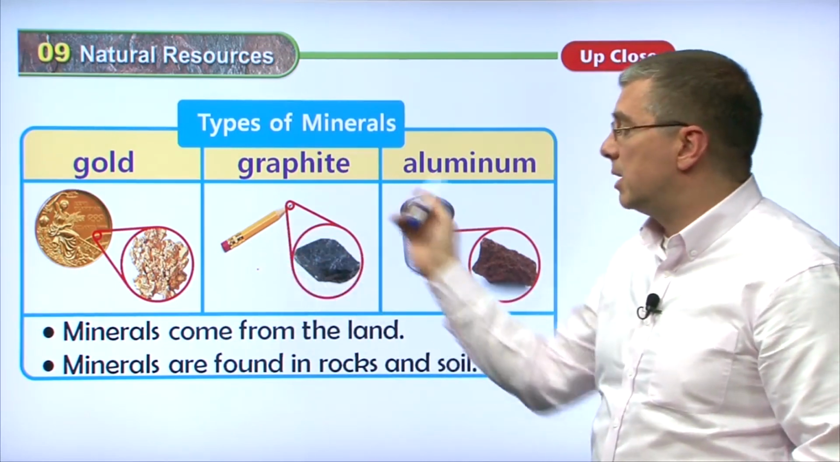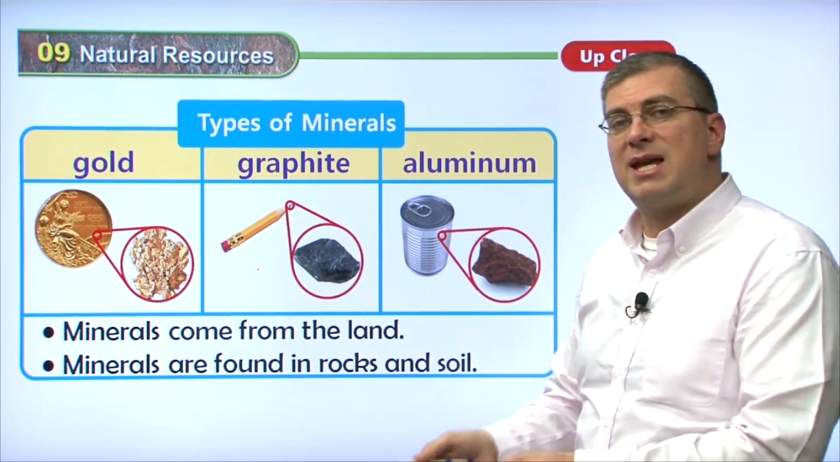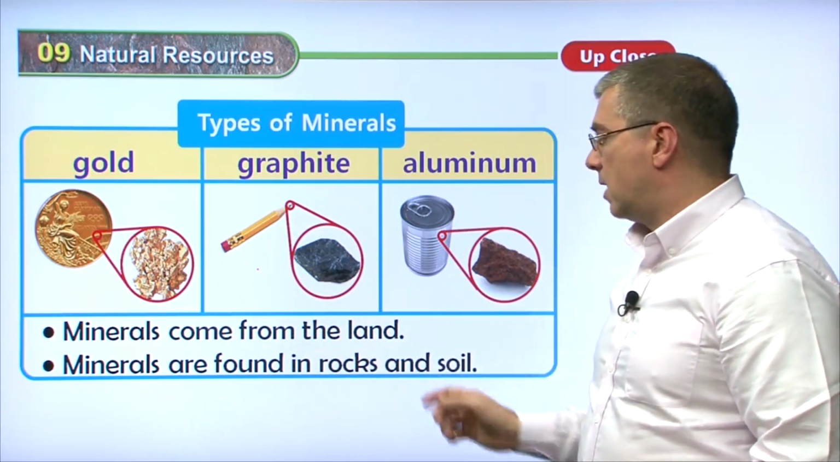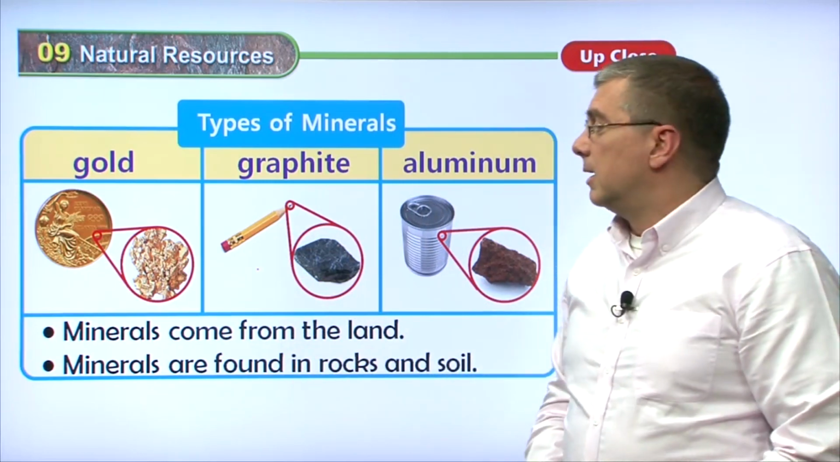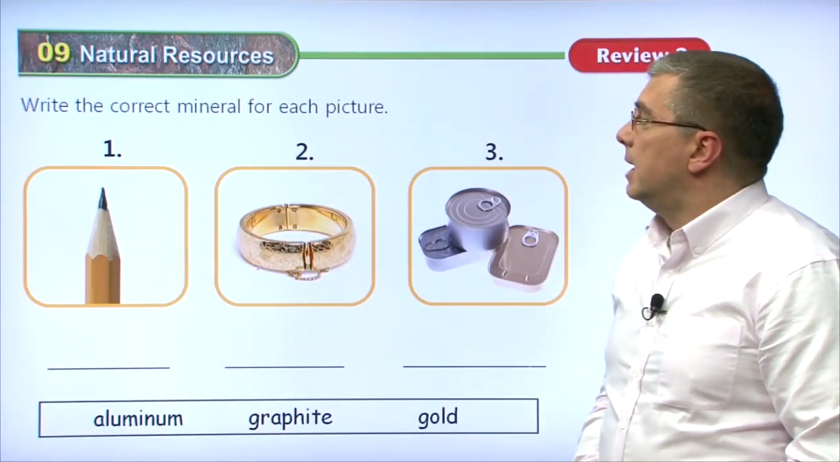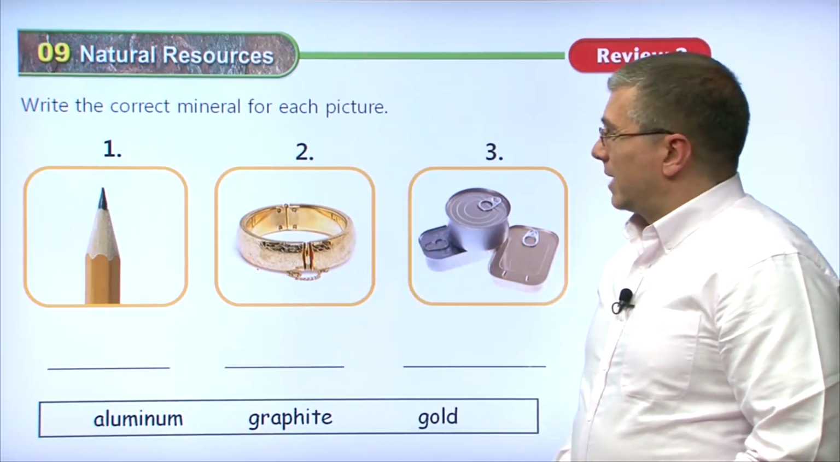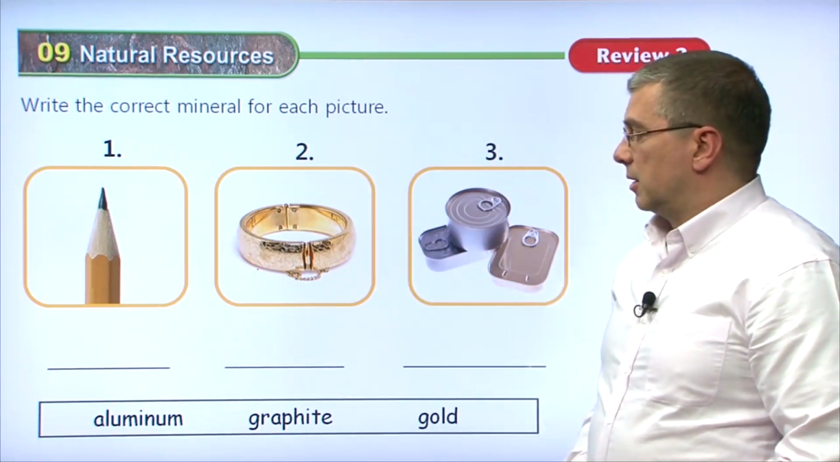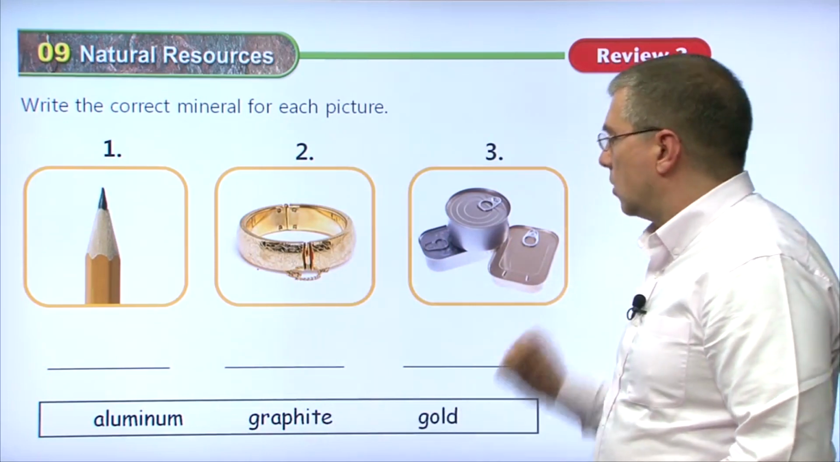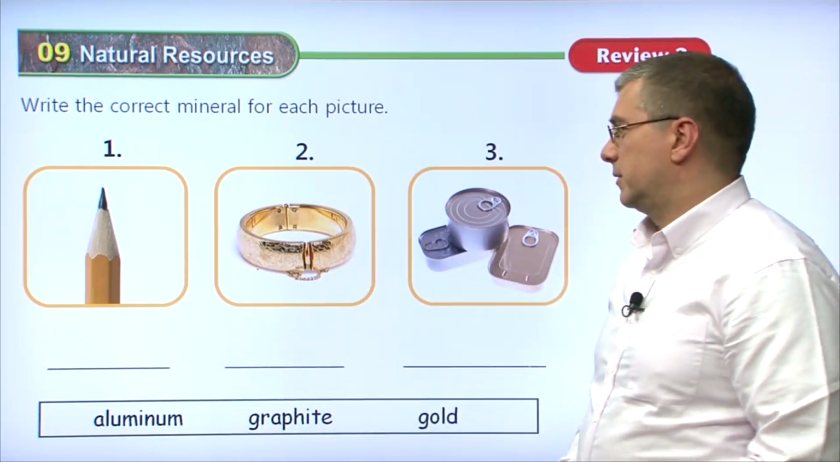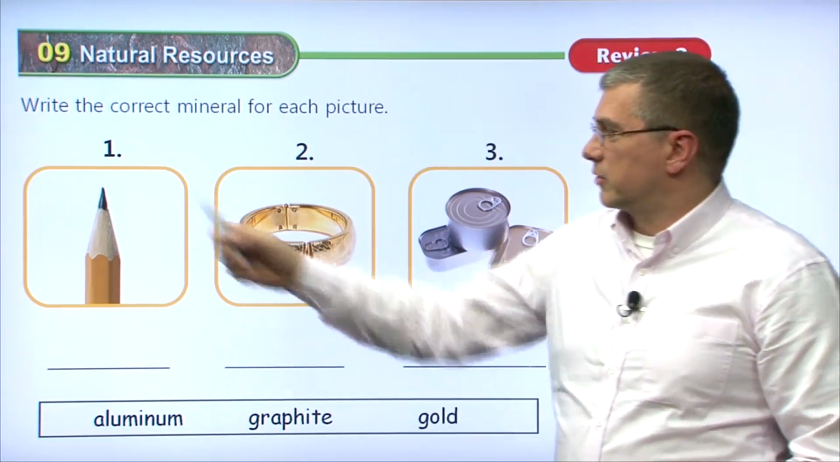Okay, so all these minerals, they come from the land. We find them in the ground. Minerals are found in rocks and soil. Okay, so let's move on. Let's take a look. Write the correct mineral for each picture. Here we have aluminum, graphite, and gold. We've just talked about these different materials, so let's take a look. I will describe the picture to you.